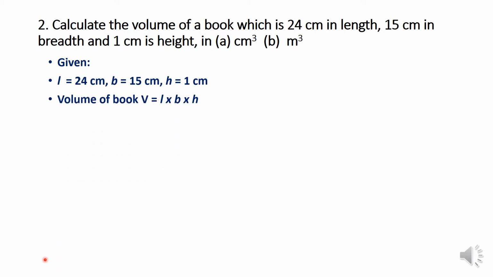So length is equal to 24 centimeter, breadth is equal to 15 centimeter, height is equal to 1 centimeter. So volume of the book is equal to L into B into H, that is 24 into 15 into 1. So the final answer you get is 360 centimeter cube. Okay.